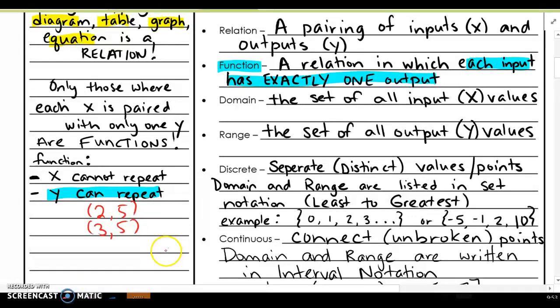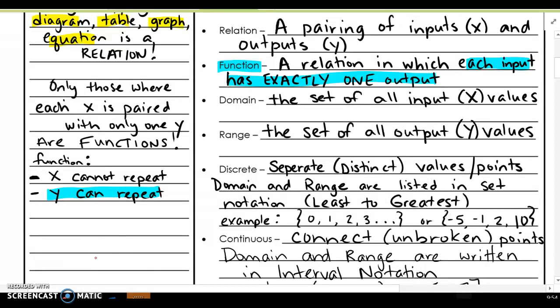In fact, that would be a horizontal line. A horizontal line is a function. If X repeats with a different Y, it is not a function. If X is 2 and Y is 3, and X is 2 and Y is 4, that is not a function. And that would be a vertical line. Vertical lines are the only lines that are not functions.